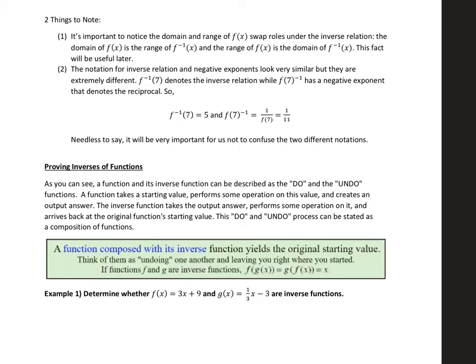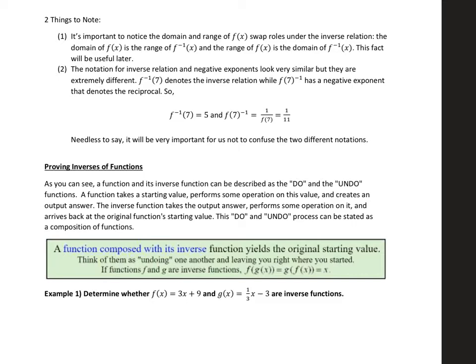Now, when it comes to proving inverses of functions, a function and its inverse function can be described as the do and the undo functions. A function takes a starting value, performs some operation on this value, and creates an output answer. Meanwhile, the inverse function takes that output answer, performs some operation on it, and arrives back at our original function's starting value. This do and undo process can be stated as a composition of functions. A function composed with its inverse function yields the original starting value. Think of them as undoing one another and leaving you right where you started.